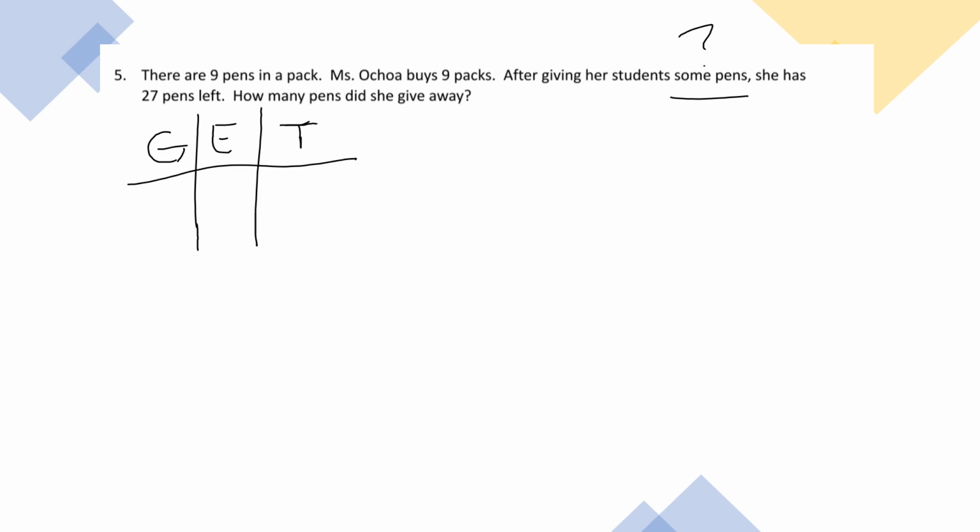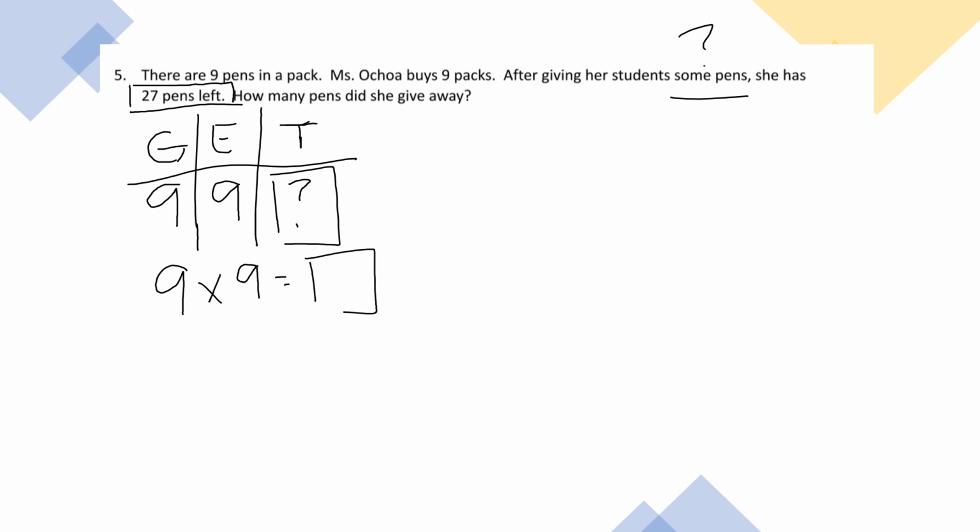All right, and then I'm going to reread. There are 9 pens in a pack. A pack is a group, so 9 pens in a pack. Ms. Ochoa buys 9 packs. After giving her students some pens, she has 27 pens left. How many did she give away? Anytime anybody has something left, that means that you have to subtract. But first, I need to know how many pens she started out with. So to figure that out, I have to multiply 9 times 9 equals my unknown.